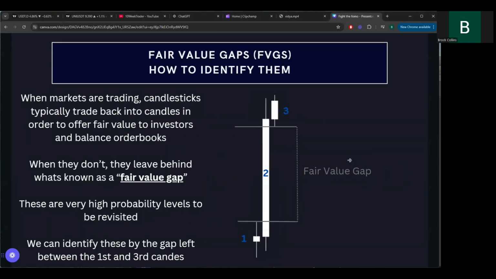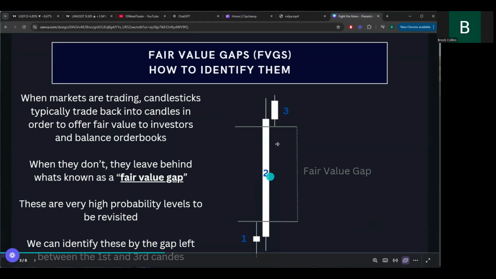Now, when markets are trading, candlesticks typically trade back into the previous candles in order to offer fair value to investors and balance order books. Now, when they don't, they leave behind what's known as a fair value gap. These are very high probability levels to be retested. Now, we can identify these by the gap left between the first and the third candlestick.